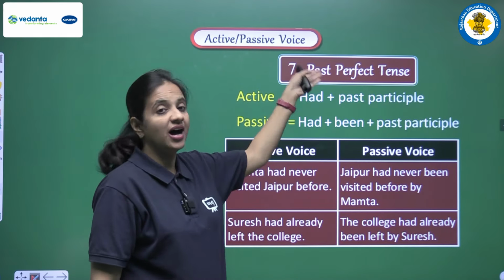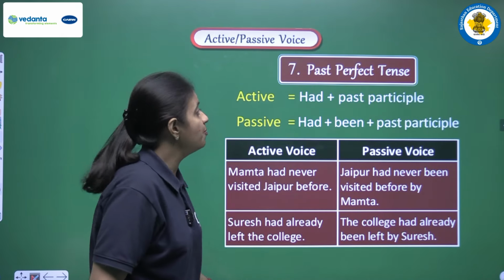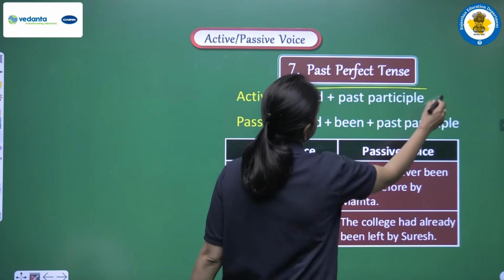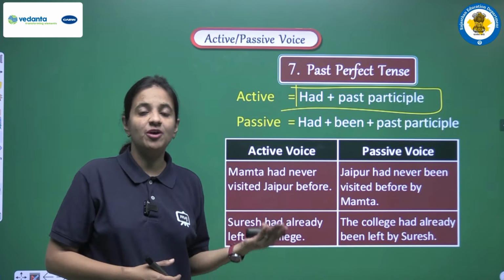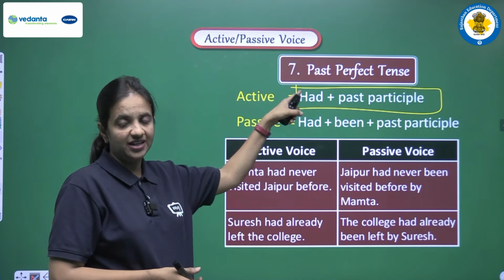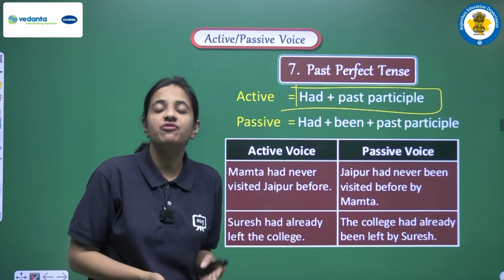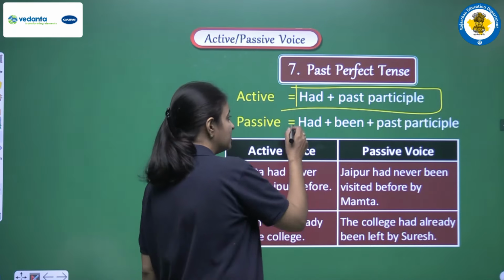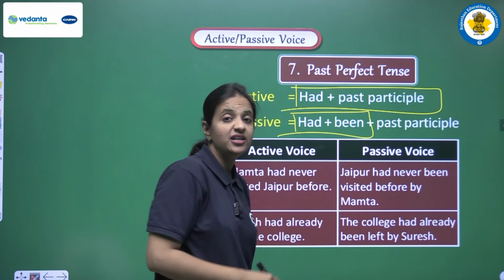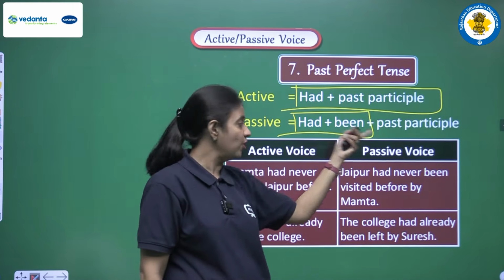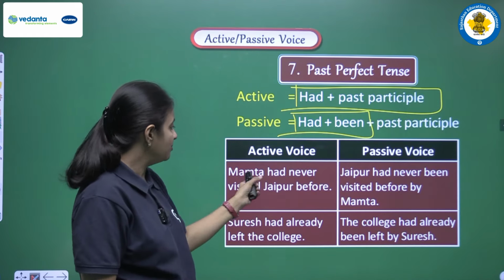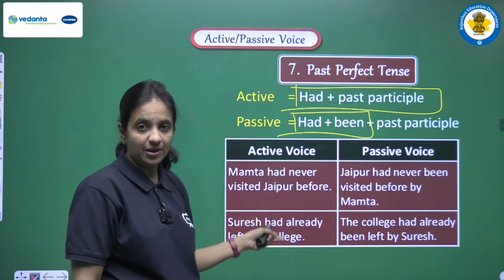Next we are having past perfect tense. So past perfect means had plus third form of the sentence. So this is the rule of helping verb and main verb of past perfect tense. So if we are having past perfect tense in active voice, then in passive voice we have to use had been as a helping verb, and yes, main verb it will be in third form only. So let's see how. Mamta had never visited Jaipur before.